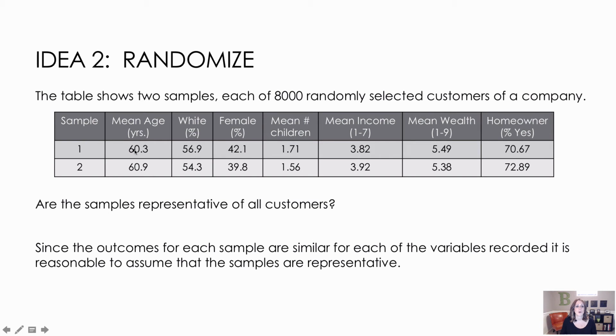If I had one sample where the mean age was 22 and one where the mean age was 60.9, well, then I would feel like I probably screwed up on one of the samples or possibly both. So again, when we're randomizing, we should get similar results for each of the trials that we do. That's one way to check to make sure that we have, in fact, done a good job of randomizing.